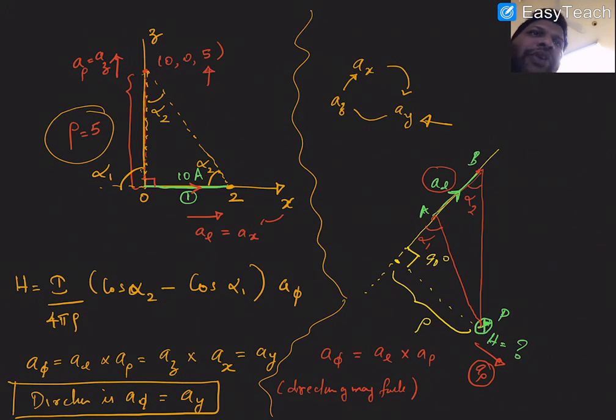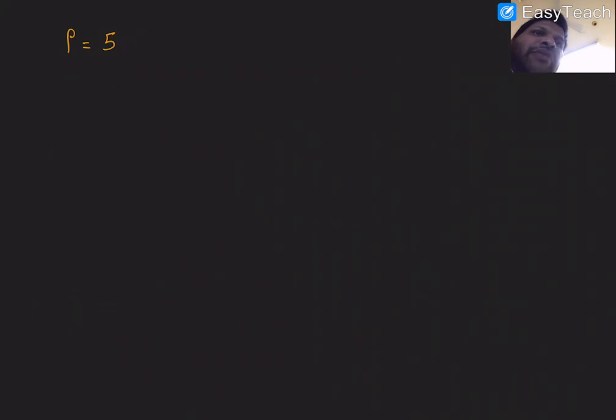I'm sorry, I have already mentioned the angle. Sorry for this. Alpha 2 is here. Okay, alpha 2 is here, and this is your alpha 1. Okay, so just compare with this picture. It is clear. So here it is alpha 1 and here it is alpha 2. So in this case, anyway, I will mark it again.